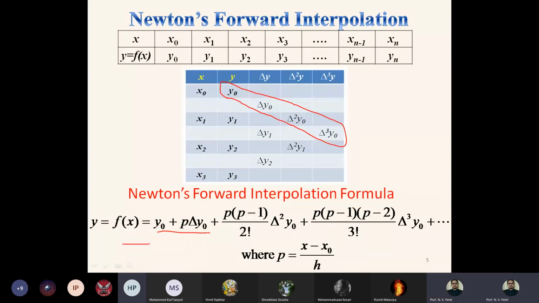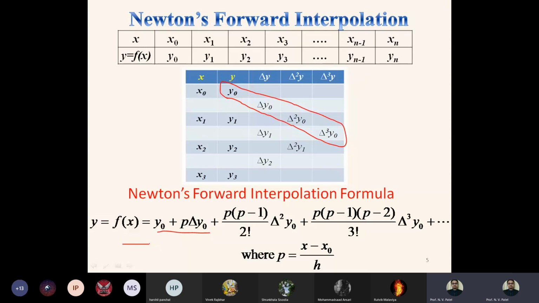p into p minus 1 into p minus 2 into p minus 3 upon 4 factorial delta 4 y0. Very good. तो वो भी आपका डेल्टा 4 वाला टेबल जो बनेगा, अगर उसमें कोई वैल्यू है, तो डेल्टा क्यूब ऊपर वाला जो हमने ब्लू लाइन में टेबल बनाया है, उसमें लास्ट वैल्यू डेल्टा क्यूब तक आ गई है, तो वहां तक हम लिखेंगे। अगर डेल्टा 4 भी हमें मिलता है तो डेल्टा 4 भी फॉर्मूला के अंदर हमें कंसीडर करना पड़ेगा.